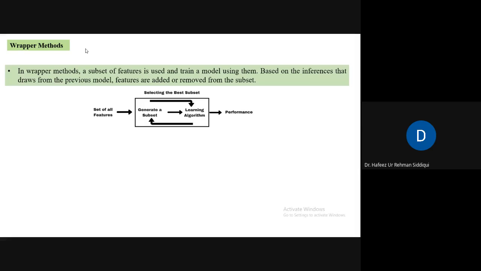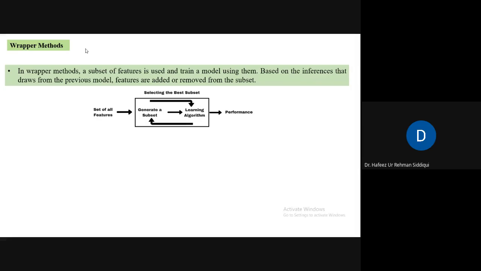Wrapper method. A subset of features is used to train a model. For example, you have features and you apply a subset of them and then find out the performance. If performance is bad, then add more features to the model and find out the performance again. You just keep on adding or removing subsets and then adjust the performance. So this is called wrapper method.